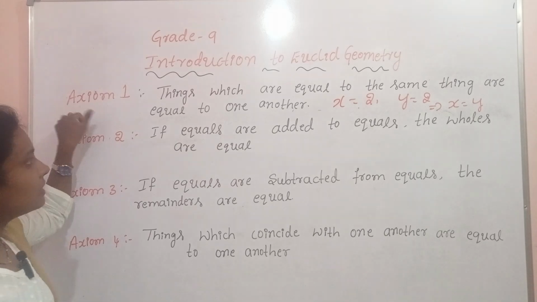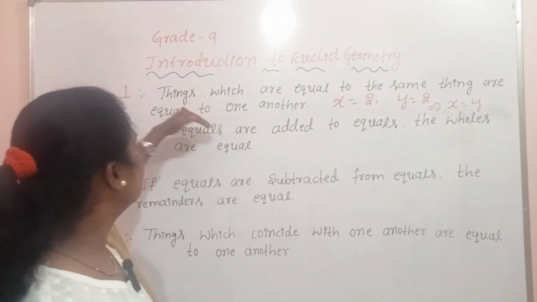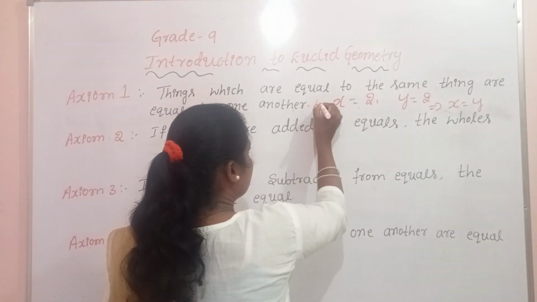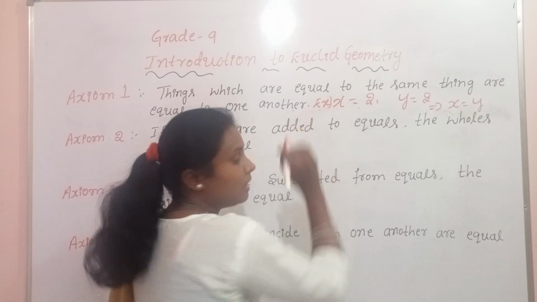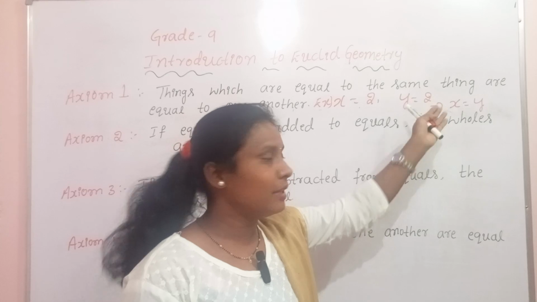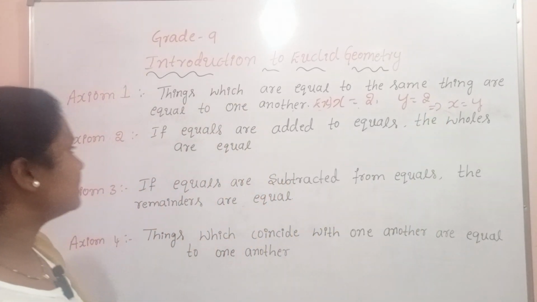The first axiom says things which are equal to the same thing are equal to one another. So instead of x is equal to 2, you can take any numbers. x is equal to minus 10, y is equal to minus 10, then x is equal to y. So this is the first axiom.